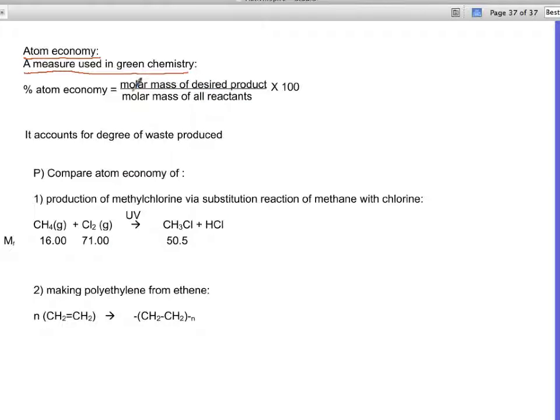And it's simply the ratio of the molar mass of the desired product, it's important, divided by the molar mass of all reactants involved. And then it's going to say the degree of the waste we have in terms of atoms and the percent of atoms we use.